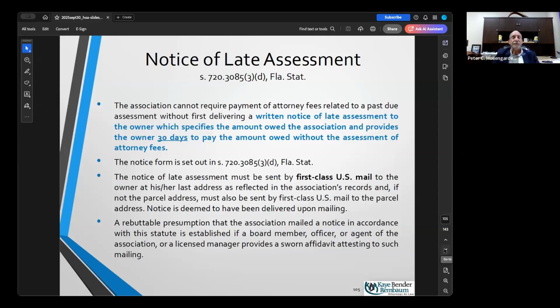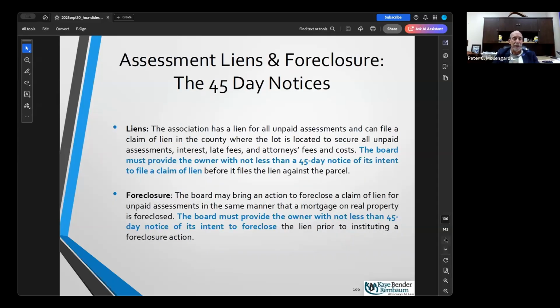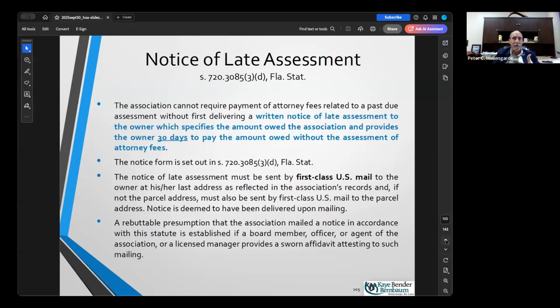Okay. There's a rebuttable presumption that it's been done correctly if the person providing that on behalf of the association signs an affidavit. So we require, when we do collections, we want to see the notice of late assessment and we want to see that affidavit as well. And they have to comply with the statute.